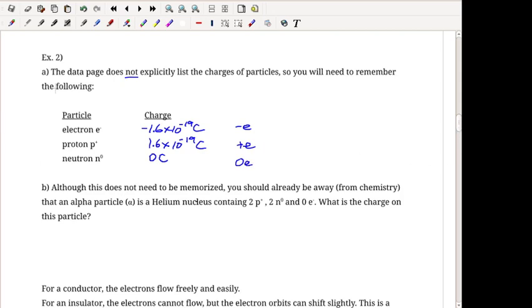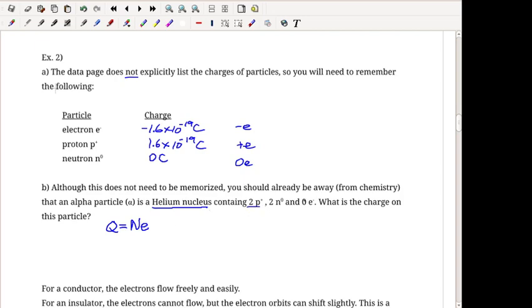Although this does not necessarily need to be memorized, you should be aware from chemistry that an alpha particle is a helium nucleus which contains 2 protons, 2 neutrons, and no electrons. We're talking about just the helium nucleus, so there are no electrons in the nucleus. What would be the charge then on this particle? Well, here's our first chance to use our new formula. We're looking for charge, given we know we have 2 protons, 2 neutrons, and no electrons. So charge is given by the formula Q equals n times the elementary charge.